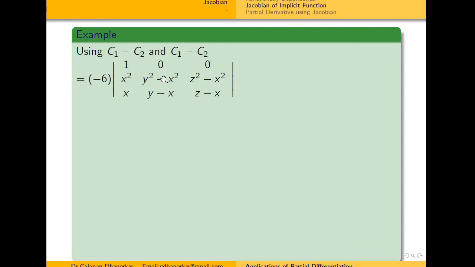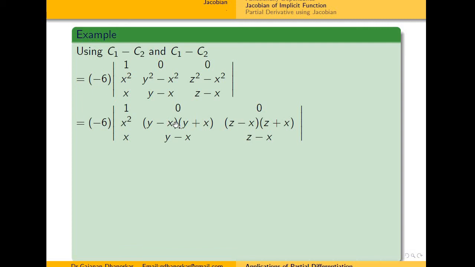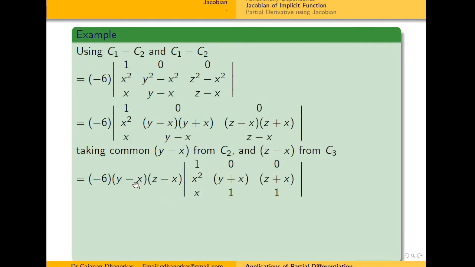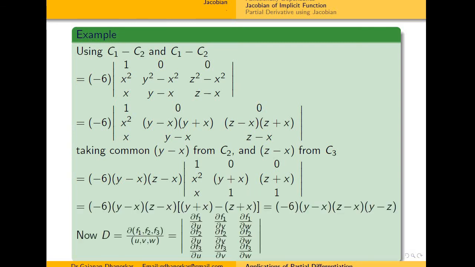Observing the second and third columns, we have y square minus x square and z square minus x square. We can write these factors as y minus x, y plus x, and z minus x, z plus x. From the second column, y minus x is common, and from the third column, z minus x is common. I take these two terms common and the remaining terms are here. Now we find the determinant easily because these two terms are already 0, and by cross multiplication we get the value of the determinant. Now we will find the denominator.